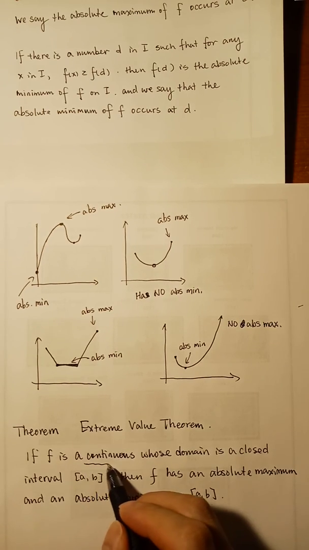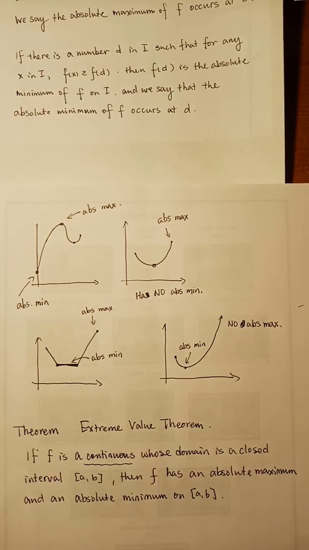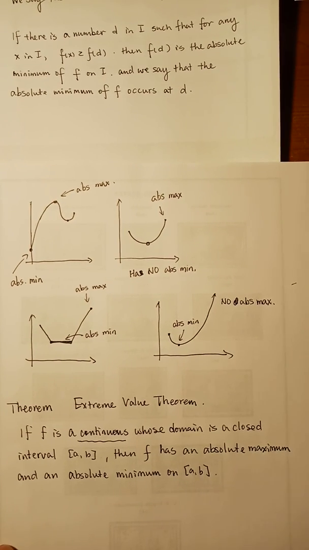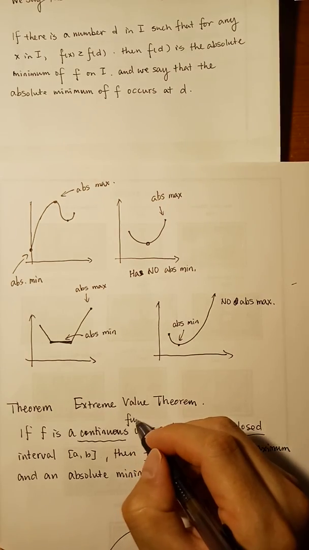First hypothesis, it has to be continuous. We didn't mention what a continuous function is. A continuous function basically just means the graph is connected. There's no hole. There's no break. So this is continuous. No hole, no break. And the other thing is it's closed. So you cannot have an open interval. If it's an open interval, the function may not have an absolute max or absolute min. So it must be a continuous function over a closed interval.